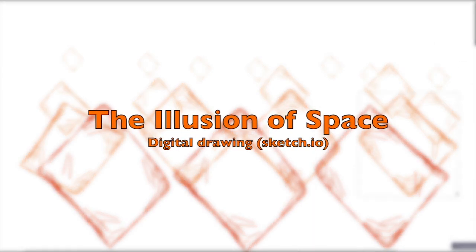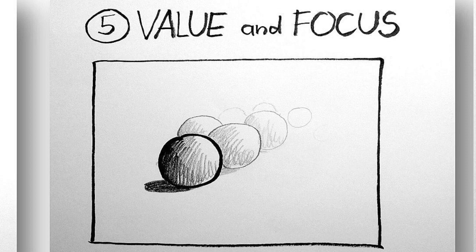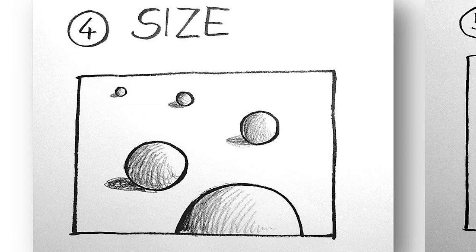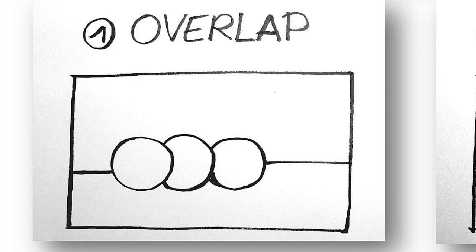The Illusion of Space, Beginner Digital Drawing using Sketch.io. There are 6 techniques for creating the illusion of space. Today, we'll use 4 out of the 6 techniques. The first is value and focus. The second is size. The third is placement. And the fourth is overlap.